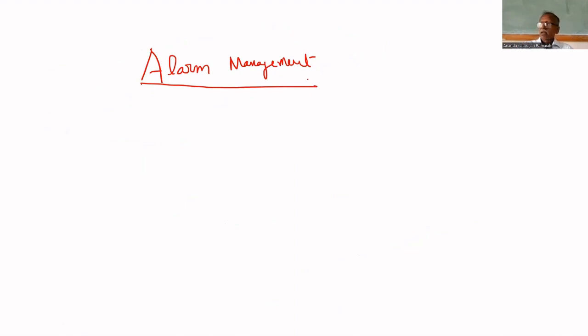Sometimes in industries, alarms are required. For example, a pressure vessel is there. If the pressure exceeds the strength of the vessel, it may blast. To avoid that, the operator needs an alarm. That is called an alarm. How to manage that alarm, we will see today.